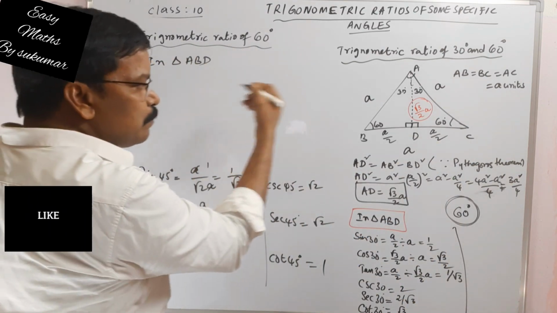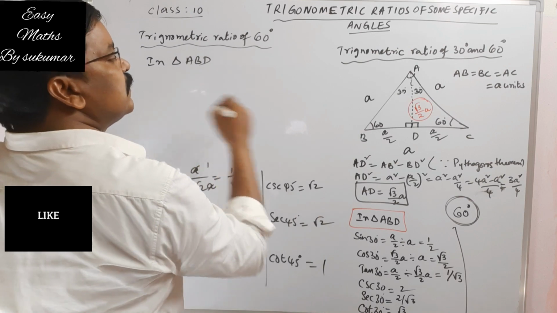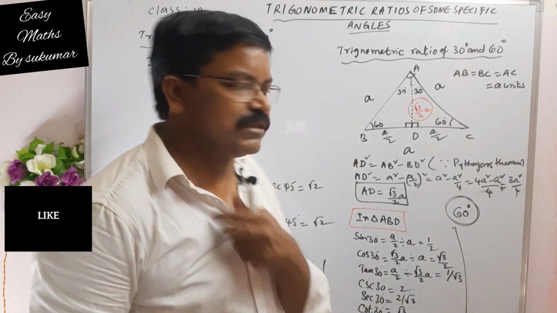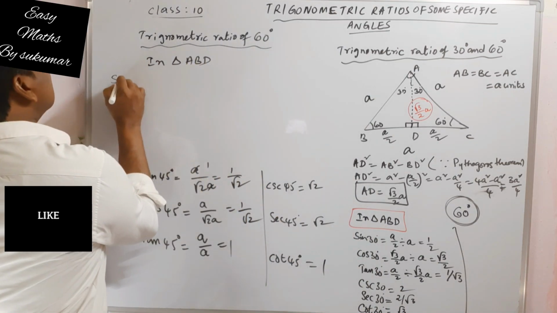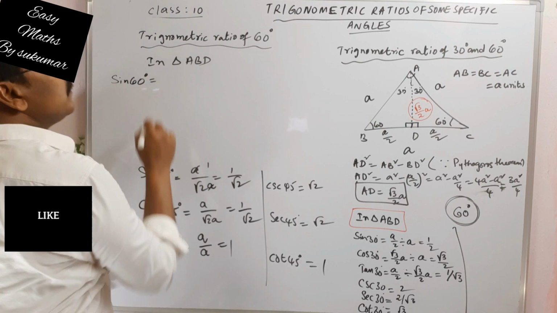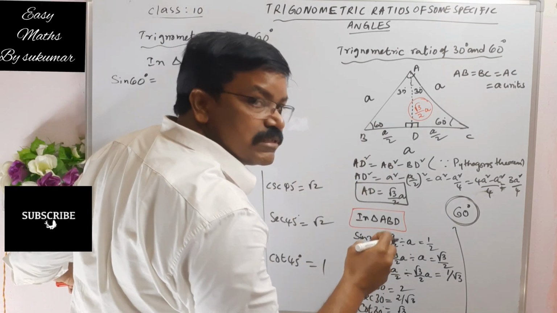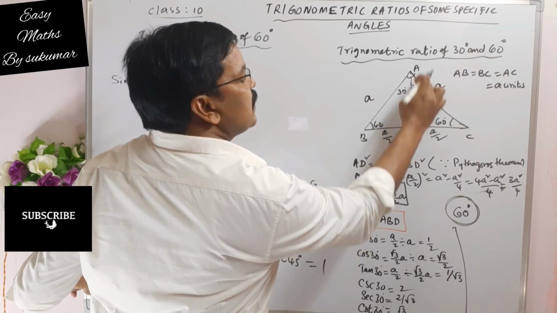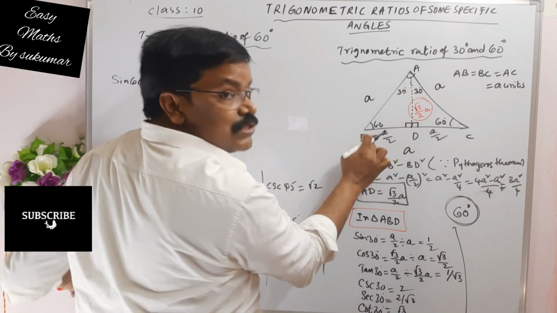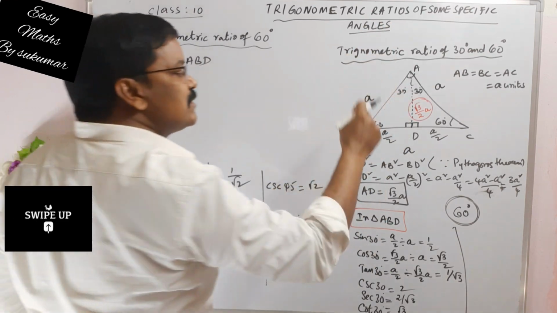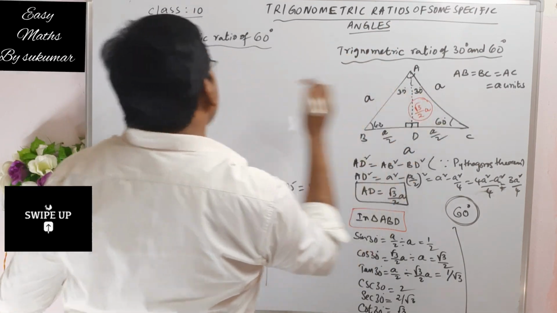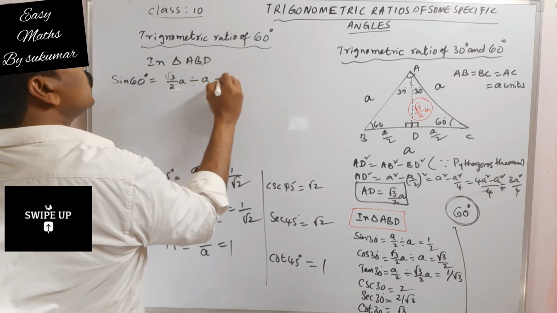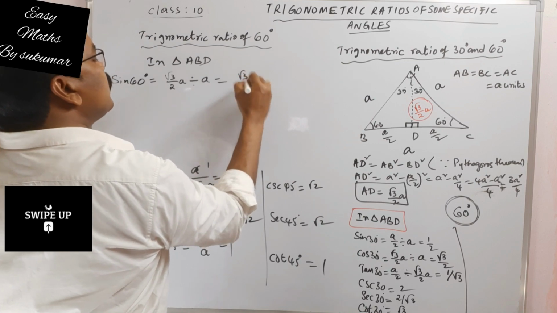Now in triangle ABD, see my dear students, here this is small a and this is a by 2, and this altitude AD is root 3 by 2 a units. Now we have to write sine 60. Sine means opposite side by hypotenuse. Look here, this is 60 degrees, opposite side is root 3 by 2 a divided by a. So a gets cancelled, this is equal to root 3 by 2.